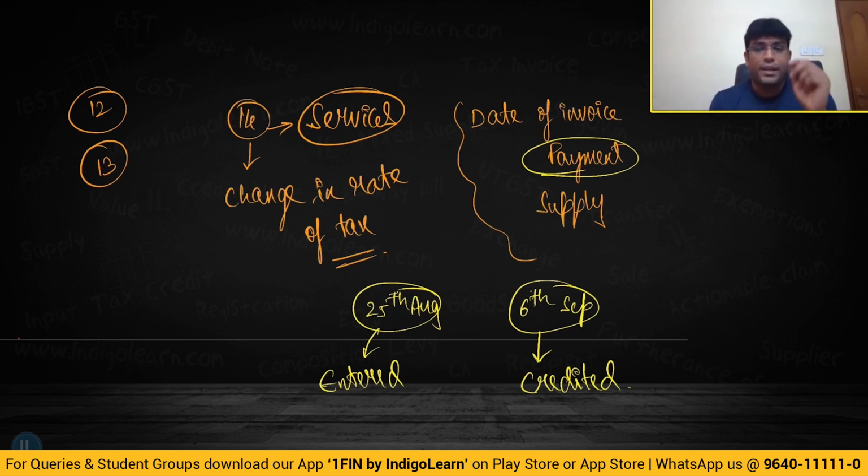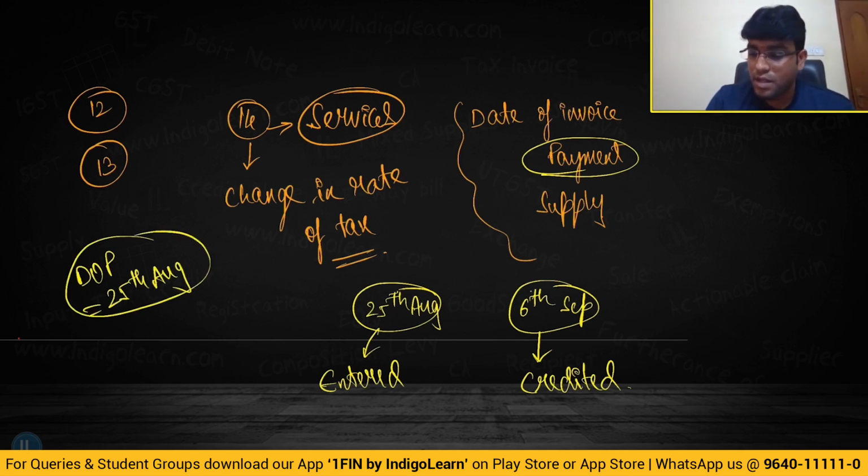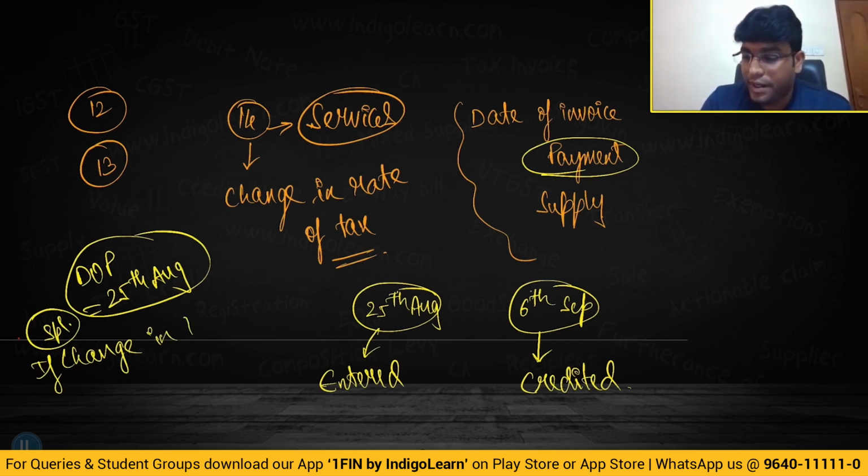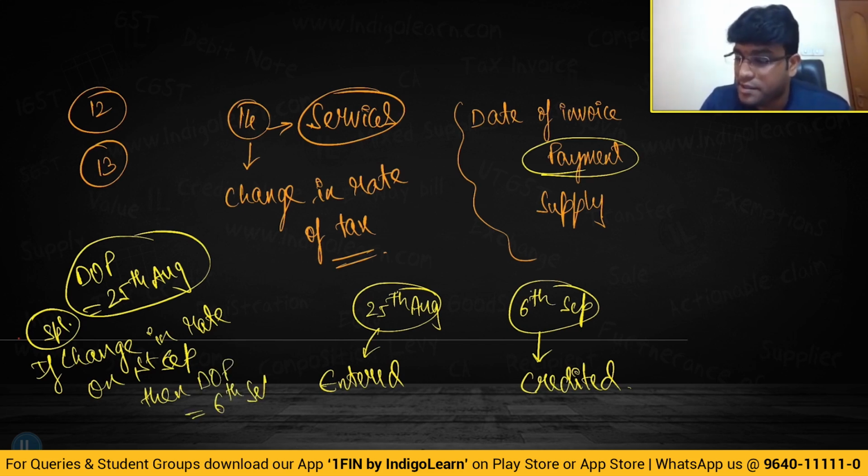Generally, what is the answer? Date of payment means the date when payment is entered in the books or the date when payment is credited in the bank, whichever is earlier. So technically, date of payment should be 25th August. But one special point, which is there only in section 14. Let's say, if the change in rate is on 1st September, then date of payment, what we will take is 6th September.